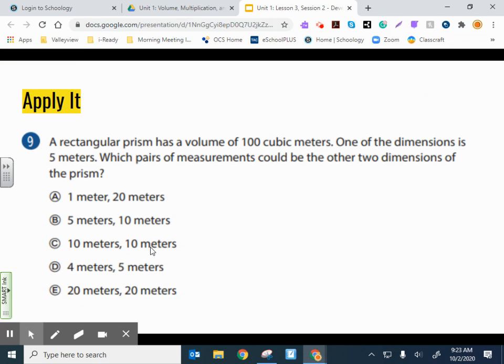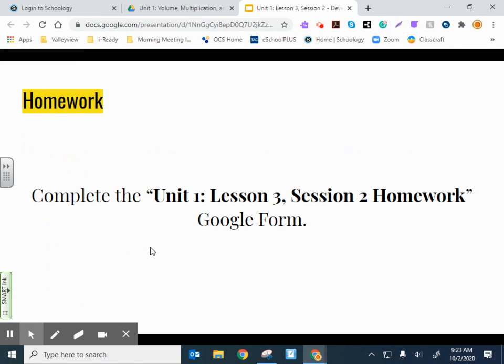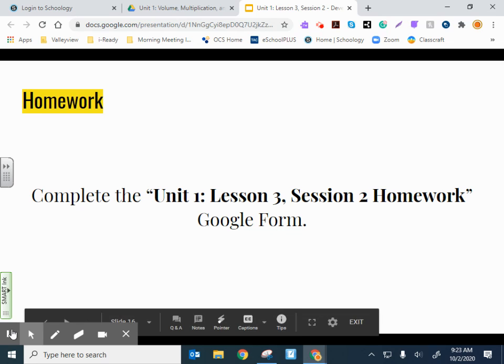All right, your homework. There's a Google form attached. It's for Unit 1, Lesson 3, Session 2. There's going to be 5 word problems, and those are all multiple choice. So just pick the right answers and click Submit, and you are done. And as always, you're welcome to ask me any questions if you have them.